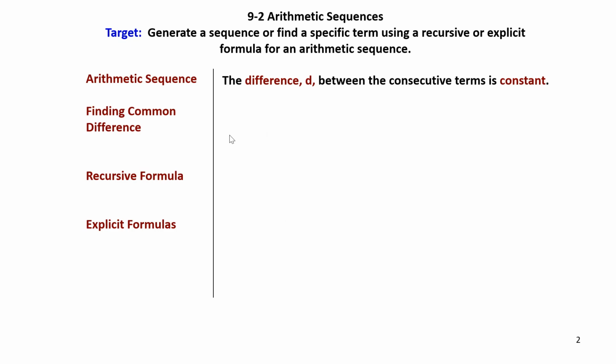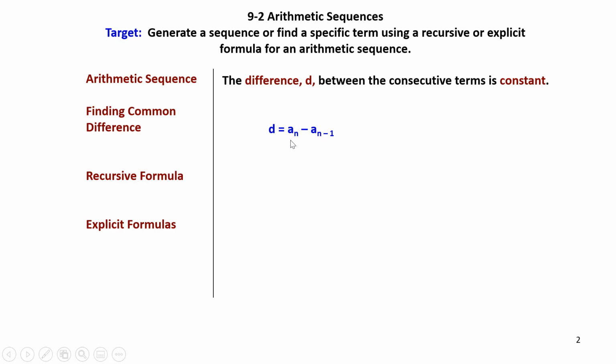To find that common difference, we have this little formula. We're going to call that difference d, and d is equal to a sub n minus a sub n minus 1. Now, you're going to see some new notation here. Don't let this notation fool you. It's actually really easy once you see it in play.